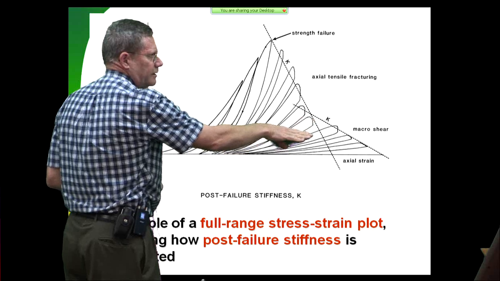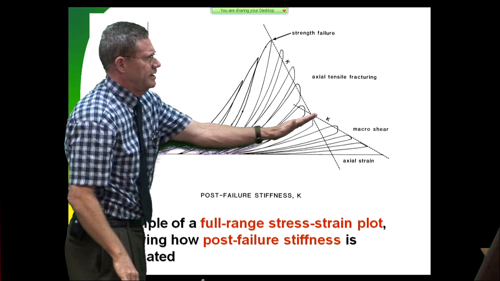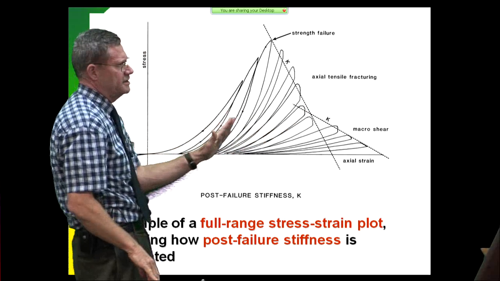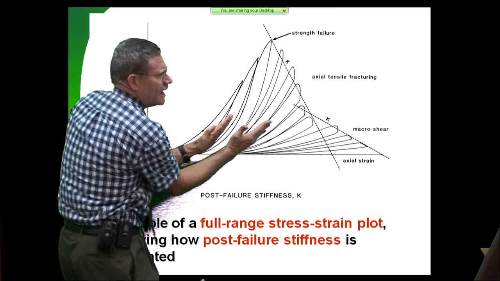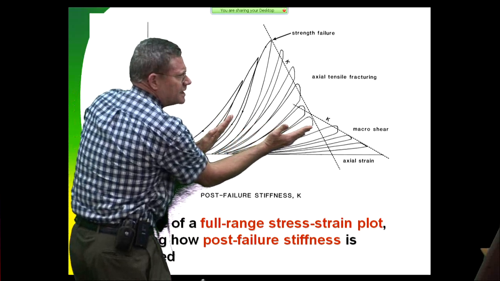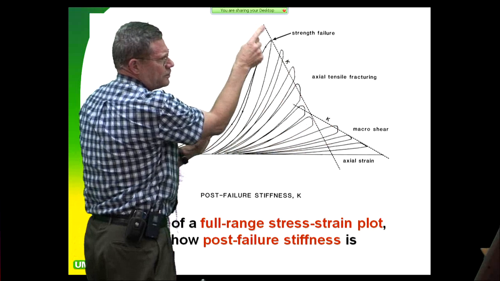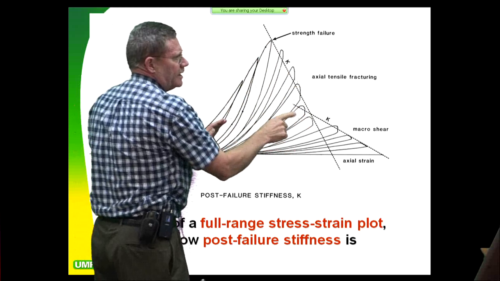So here, there is the elastic modulus, and here's what it was at the same level of stress when the sample was less fractured. So we're seeing a decay in elastic modulus with increasing axial strain and fracture. And we call this post-failure stiffness. There's the first one, and then here's the second one.